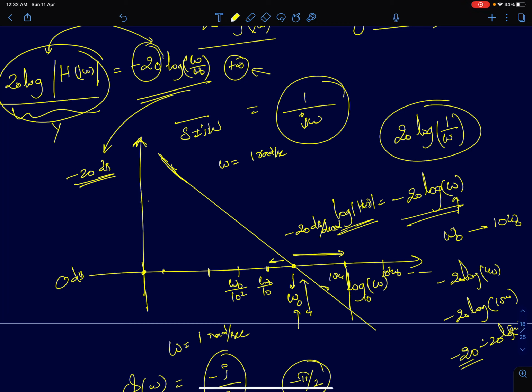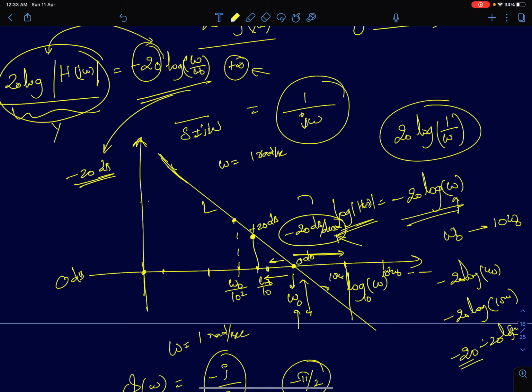And the slope follows through. It's a single straight line equation, so it will have a single slope. The slope is given by minus 20 decibels per decade. So this decade here refers to 1 decade in the change in frequency. So for example, since we know the value of this function at omega naught is 0 decibels, the value of this function at omega naught by 10 is going to be, because I am now reducing the frequency, so the amplitude should increase, plus 20 decibels.